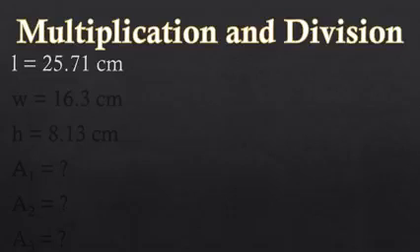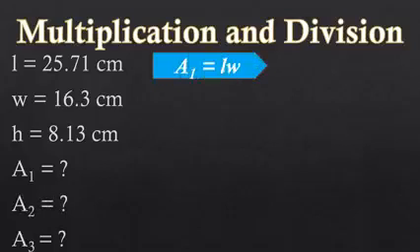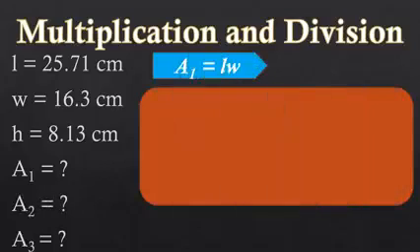Okay, so let's jot down the givens. Length is 25.71 centimeters. Width is 16.3 centimeters. Height is 8.13 centimeters. Hahanapin natin yung first area, second area, and third area. So recall that in order to find the first area, we need to multiply the length by the width of our rectangular solid box. Okay?